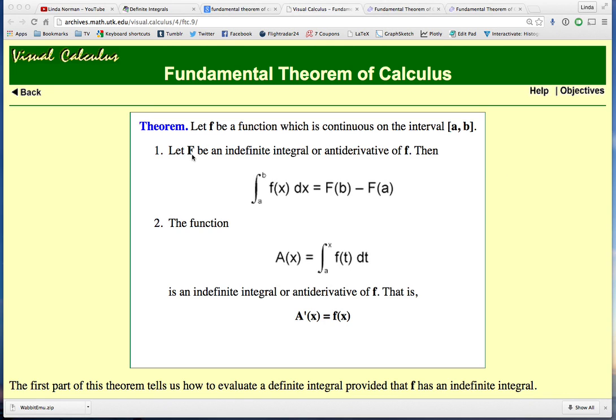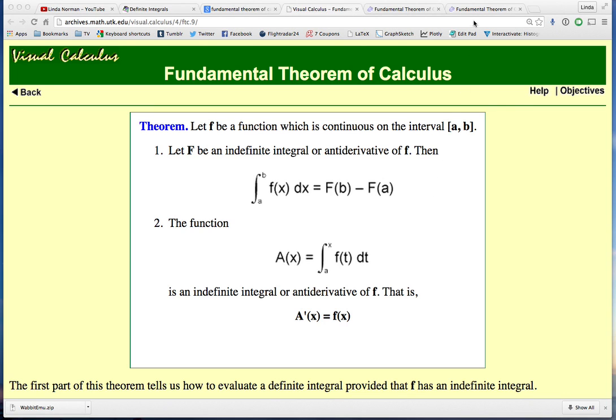Alright, so we use our standard definition that capital F is the indefinite integral, or the antiderivative of f. Then we can evaluate this definite integral right here by taking capital F of b and subtracting capital F of a, and we have the area under the curve bounded between a and b.